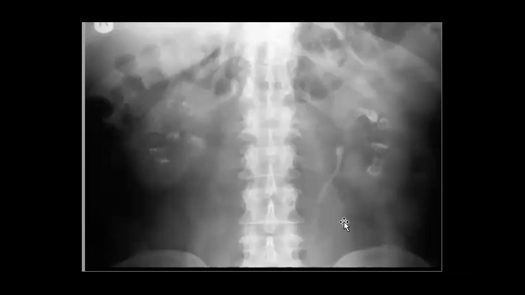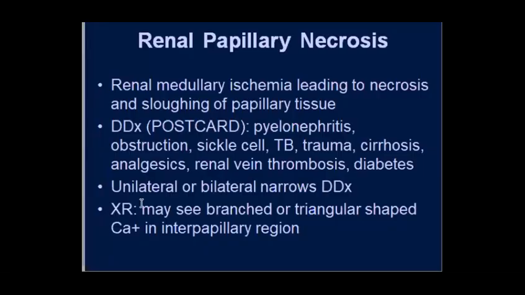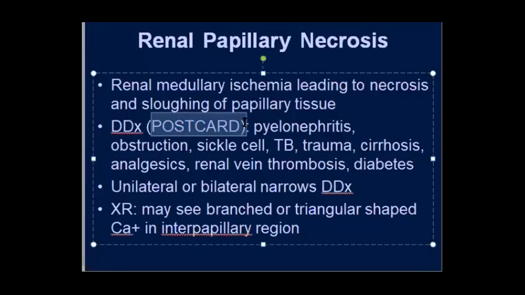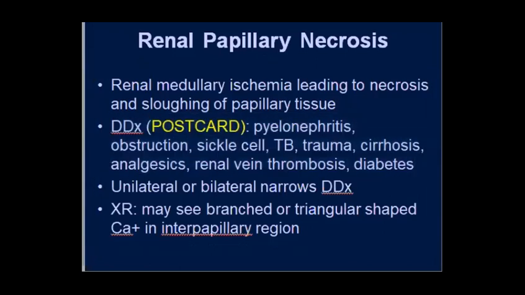What is the differential? It will be sickle cell, as you mentioned, and pyelonephritis, obstruction, TB, trauma, cirrhosis, analgesia. They have what is called a postcard, and you can save it. Don't forget, as I see many stars, they mentioned that don't forget sickle cell and analgesia. And sure, this patient was diabetic.